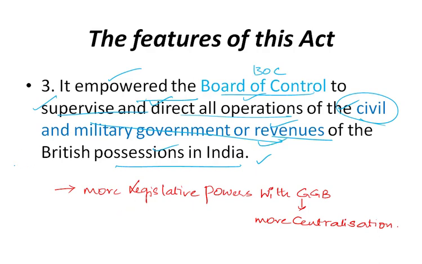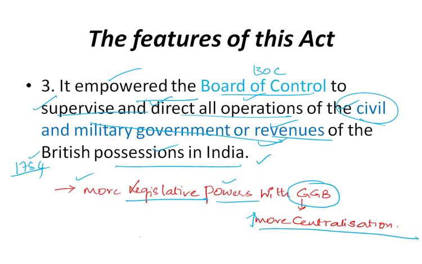So this is about Pitt's India Act of 1784, and more legislative powers were now vested with the Governor General of Bengal. Hence there was an increased centralization trend. This is about Pitt's India Act 1784. Then we will move on with the Act of 1786. Now we will study the Act of 1786.